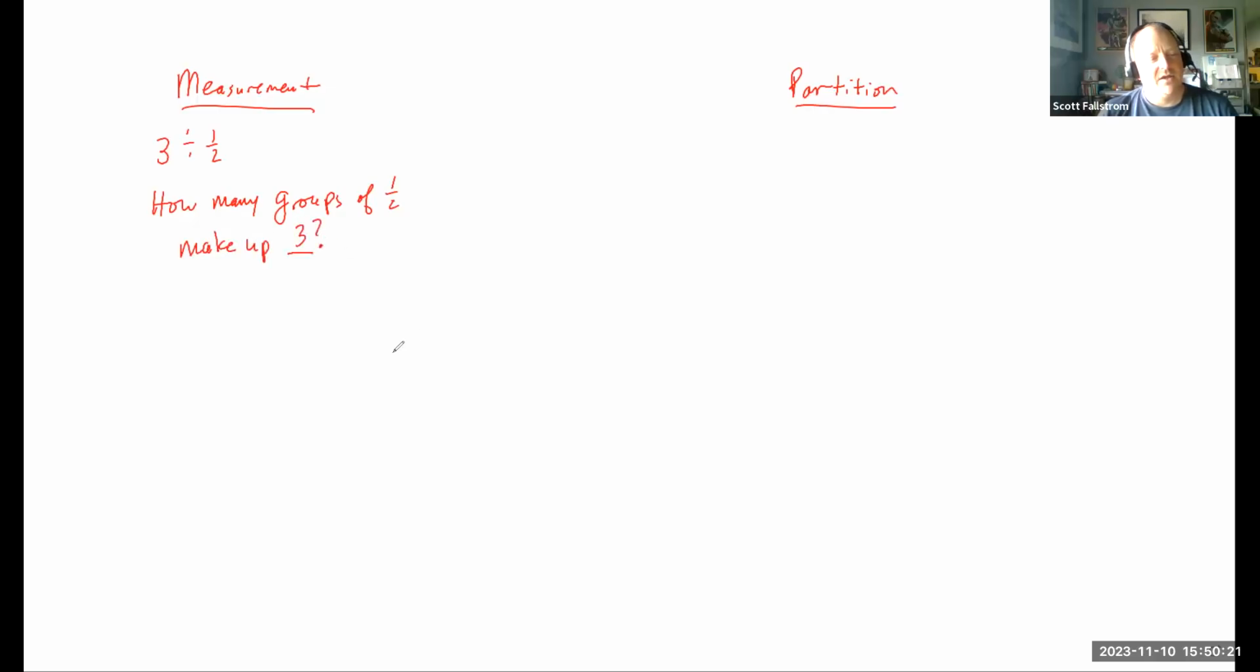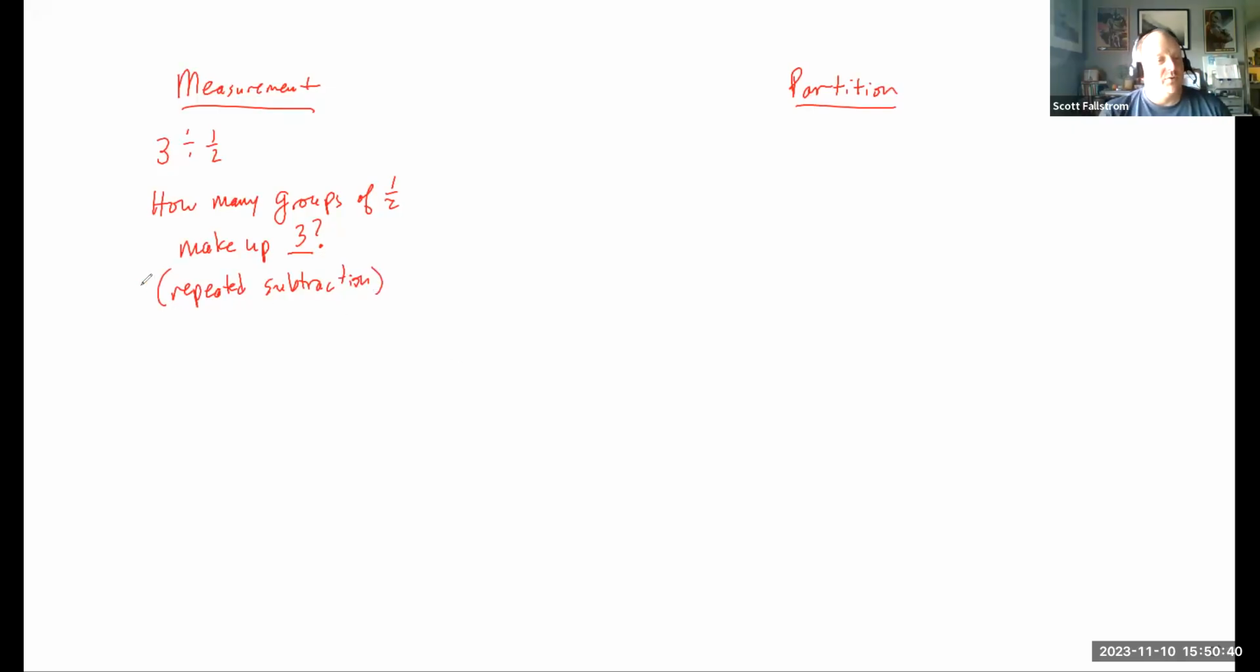Okay, so what are we doing? This is the repeated subtraction. I take a 1/2 away, I take a 1/2 away, I take a 1/2 away. So again, this is repeated subtraction.